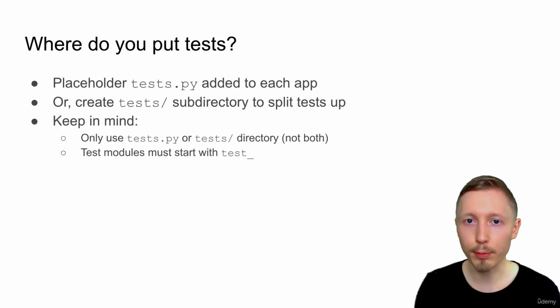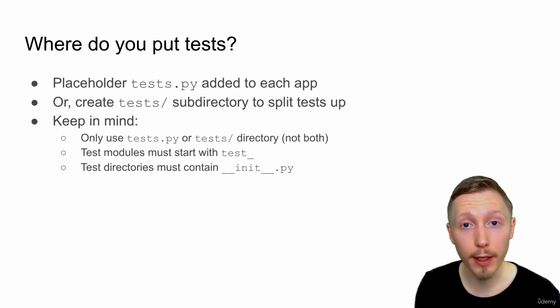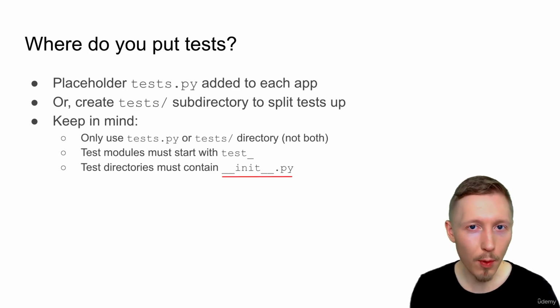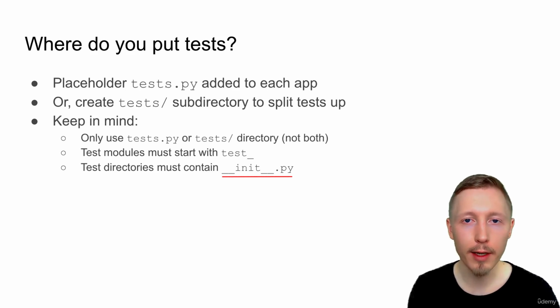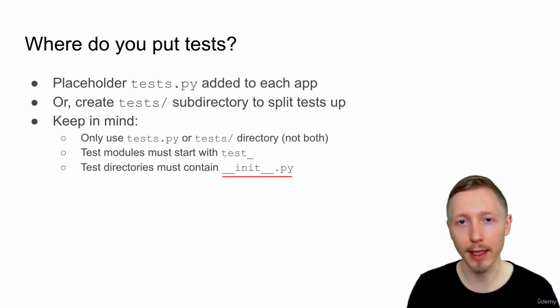It's important to remember that you can only use either the test.py module or the tests directory. You can't use them both, and if you do create tests inside your tests directory, you need to make sure that each module is prefixed by test underscore. Also make sure that when you have tests inside a directory, you have the __init__.py file added to that tests directory, because this is what allows Django to pick up the tests in the test runner.